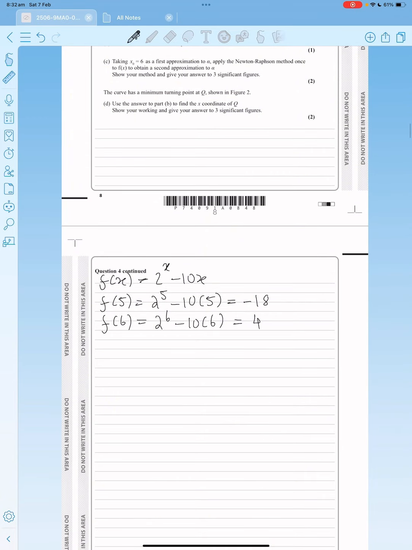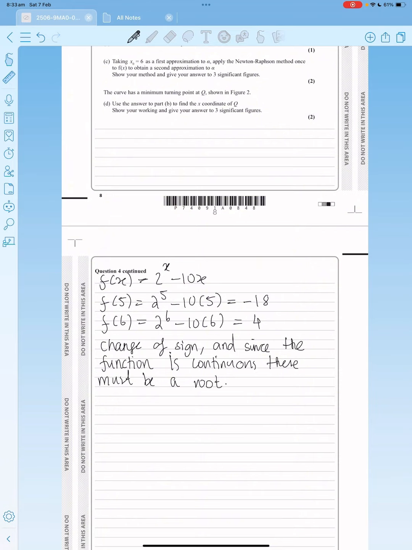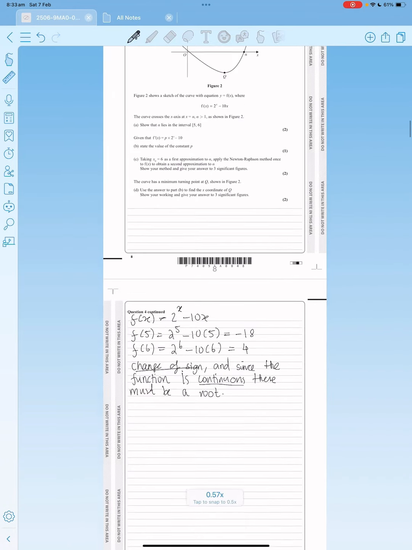And then you basically say that there's a change of sign, and since the function is continuous, there must lie a root. There must be a root. So make sure you really get those two key points, that the function is continuous and there's a change of sign. So that's the answer for part A.